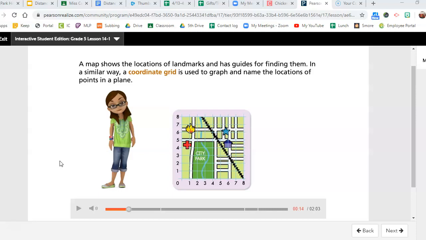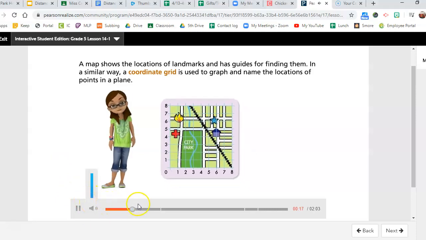Okay, so it says, a map shows the locations of landmarks and has guides for finding them. In a similar way, a coordinate grid is used to graph and name the locations of points on a plane. So we're going to use graphs like this to plot points and to name points.